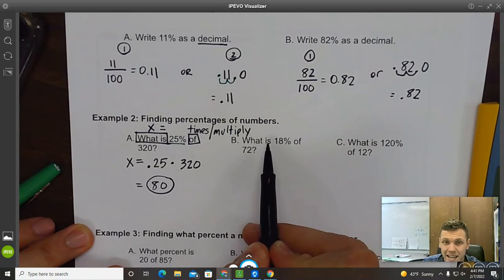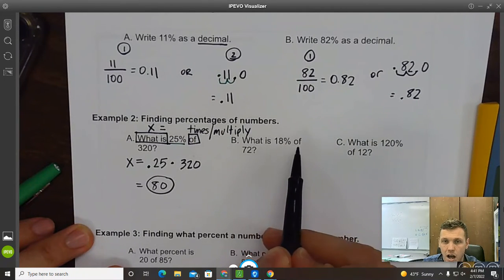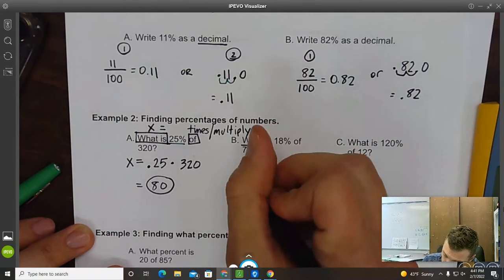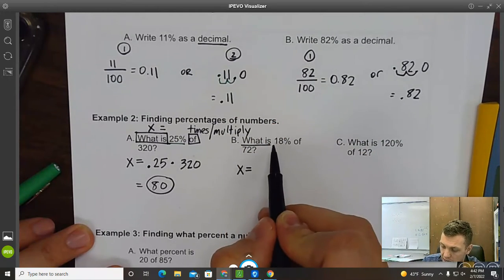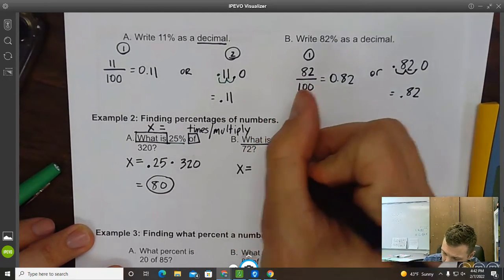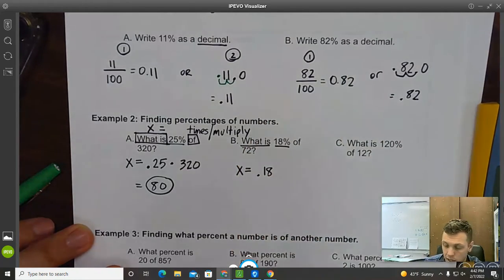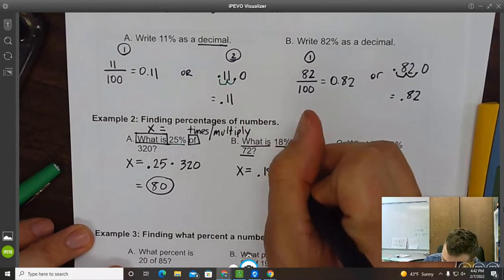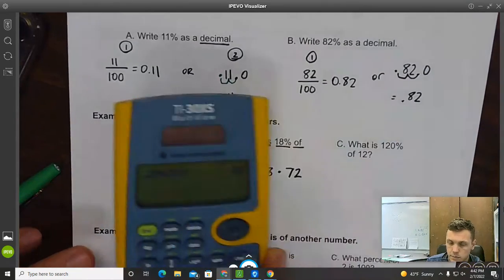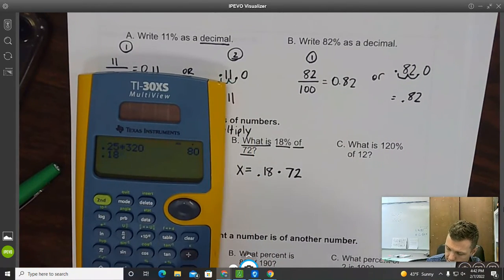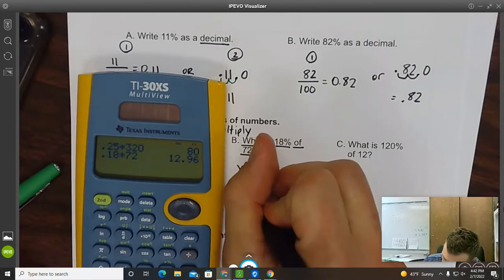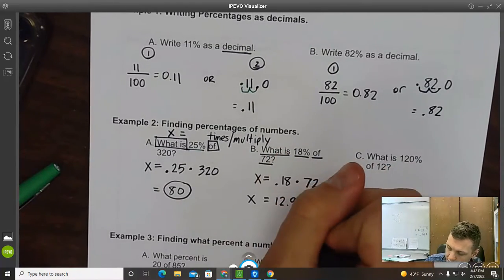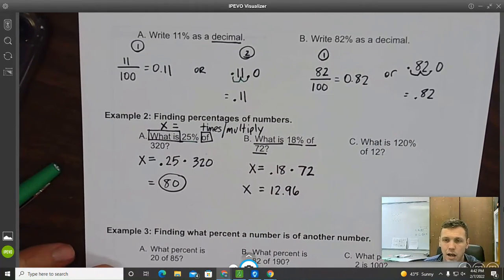Okay. So what is 18% of 72? What is, x equals 18%, 0.18. Of means multiply, 72. So 0.18 times 72 is 12.96. So 12.96 is 18% of 72.